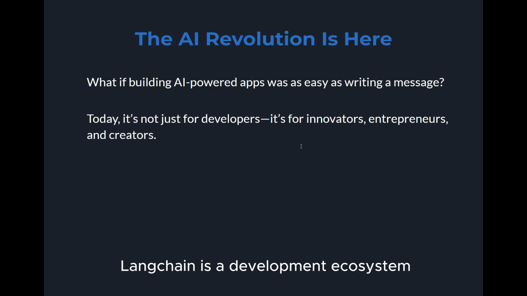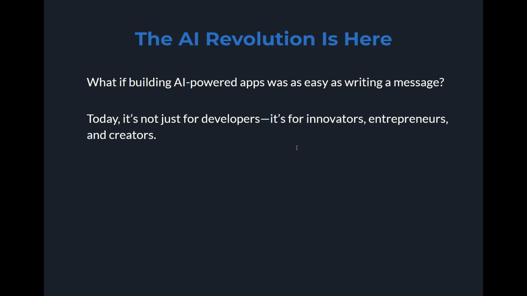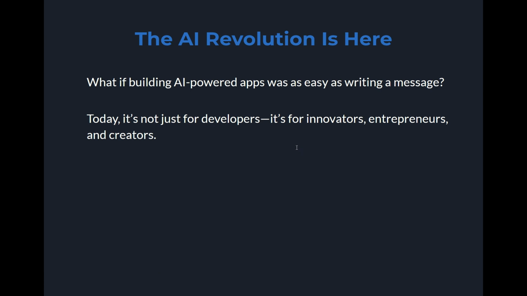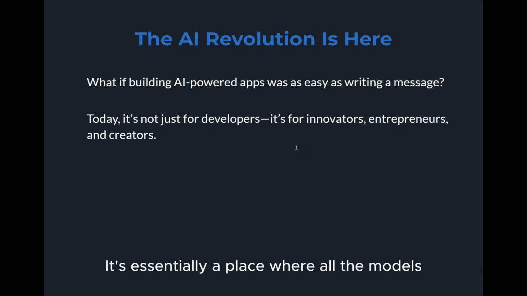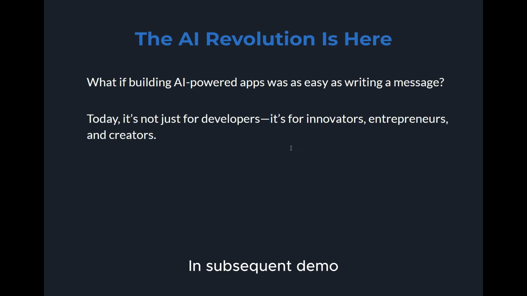LangChain is a development ecosystem that makes it as easy as possible for developers to build applications that reason. The ecosystem is composed of multiple components. Most of them can be used by themselves, allowing you to pick and choose whichever components you like best. And AI Foundry is essentially a place where all the models you can find, all the popular ones as well. So we will go into either one of those and check it out in the subsequent demo.